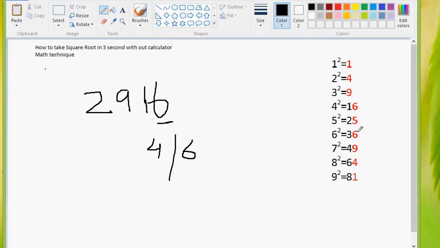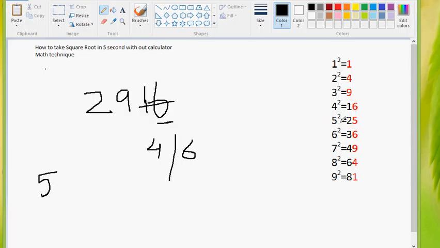So you have to pick 4 and 6. Okay, cut it. Now you have to check 29 in the table. 29 lies between 5 and 6. 25 is less than 29, and 36 is greater than 29. So you have to choose the smaller number. 5 you have to pick here.